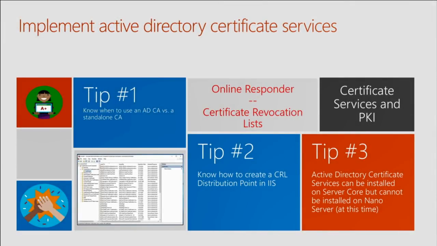So in this section, just know the difference between a standalone CA and an enterprise CA. Know that you're going to use CRLs for a distribution point in IIS, and that it needs IIS to actually validate that request, as well as knowing that it can be installed on Server Core, but not Nano. Nano doesn't support it right now, at least at the time we were writing this presentation.